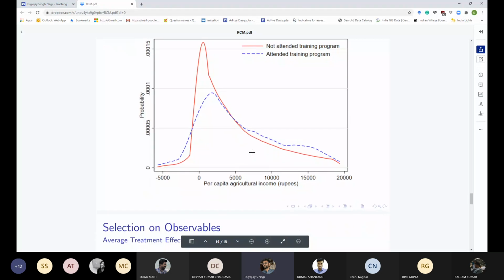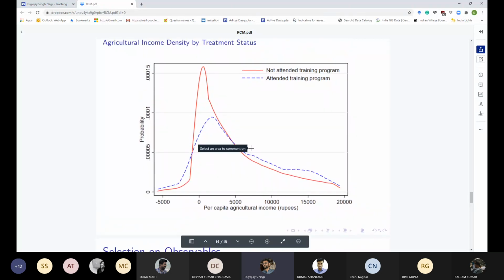So we have a whole distribution of outcomes, right? Although these individuals are different, the people who attended the training program are different from people who didn't attend, we see that both of those groups, the treated and the control group, have a whole density of outcomes, right?